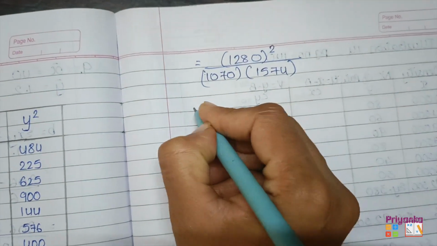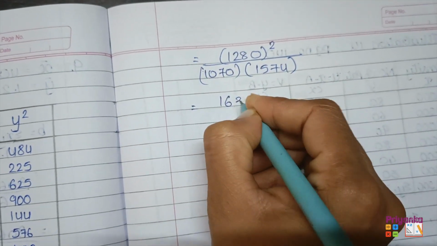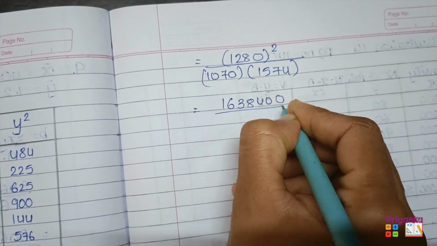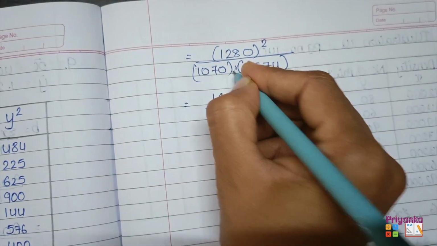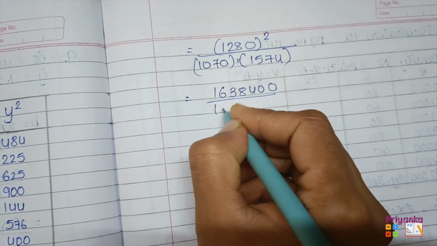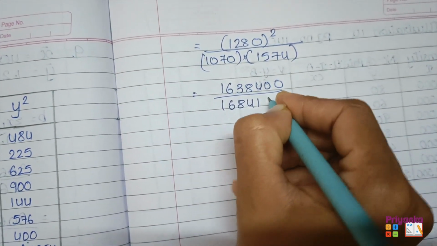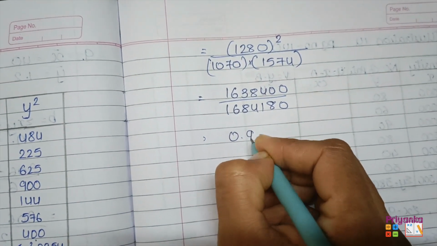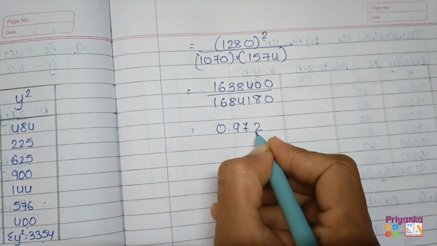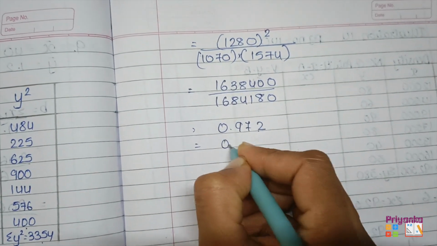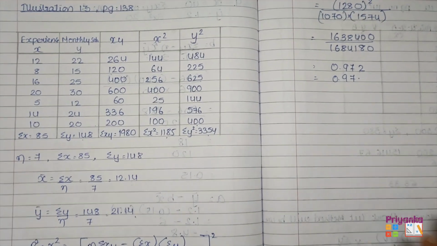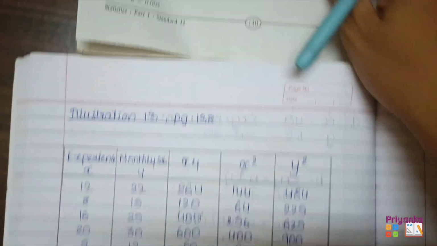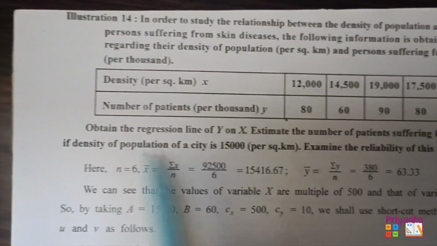The square of this will be 1638400, and multiplying them, you will get 1684180. On the division of this you will get 0.972, and 2 is less than 5, so the answer will remain 0.97. This is illustration 13. The same will continue with illustration 14, which is given on page number 140.